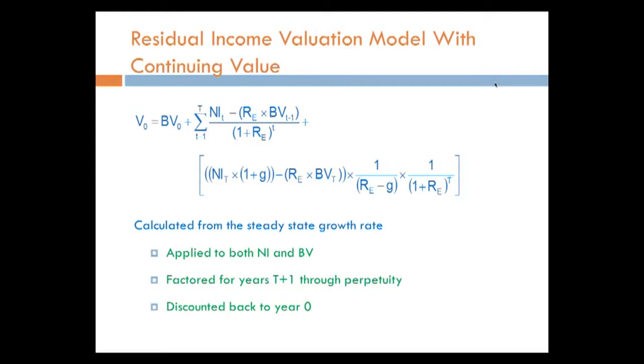We then use the perpetuity factor here, 1 over required minus growth. That's the perpetuity factor. And then you discount it back to year 0. So this is the valuation based upon residual income, including the continuing value. This is the overall equation. T is year 5. What's that? T is year 5. T in the way we're going to do it is 5 years. That's right, year 5.